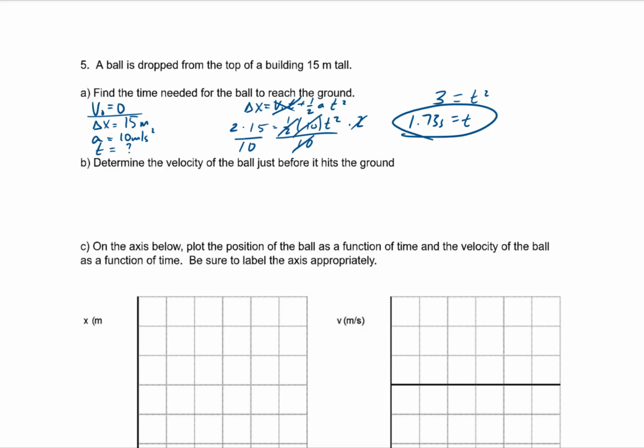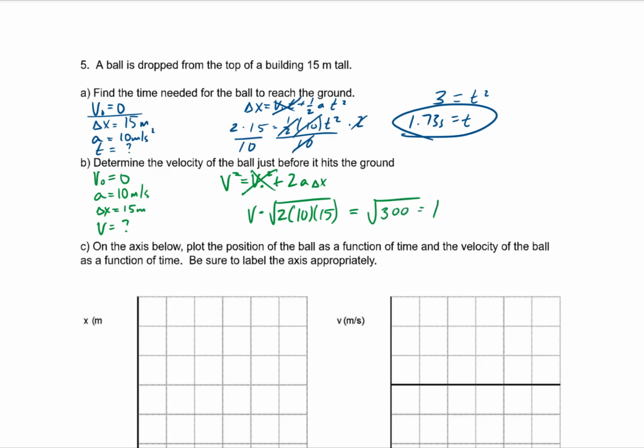Determine the velocity of the ball just before it hits the ground. All these same things are true. The initial velocity is 0. The acceleration is 10 meters per second squared. The displacement is 15 meters. And I want to know the final velocity. The equation that has all 4 of those things in it is velocity squared equals initial velocity squared plus 2a delta x. I'm looking for that final velocity. The initial velocity is 0, so that final velocity is the square root, because I want to get rid of the square, of 2 times 10 times 15. Put that into our calculator, and the final velocity is the square root of 300, or 17.3 meters per second.